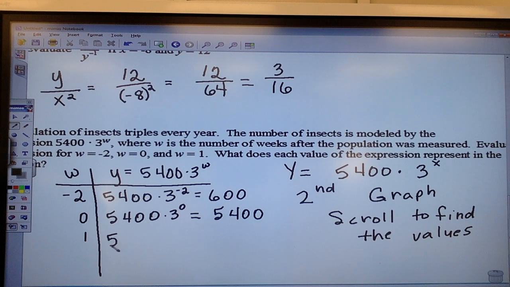Okay, so basically, when W is 1, that means that we've gone 1 week. So in 1 week, we've gone from 5,400 to 16,200. And that's kind of scary. But that's how quickly these insects multiply.